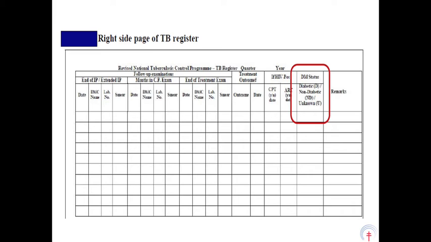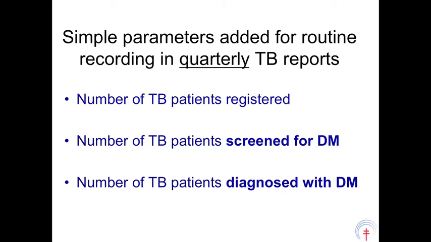Similarly, the registers that are everywhere in India in the DOT centers had to be changed. The right-hand page of a register had to have now a new column next to the HIV column to indicate had you been screened for diabetes and did you have diabetes, yes or no. And the quarterly reports also had to be changed. So, of course, every quarter you report on the number of TB patients registered, but also now they have to report on the number of TB patients screened for diabetes and the number of TB patients diagnosed with diabetes.